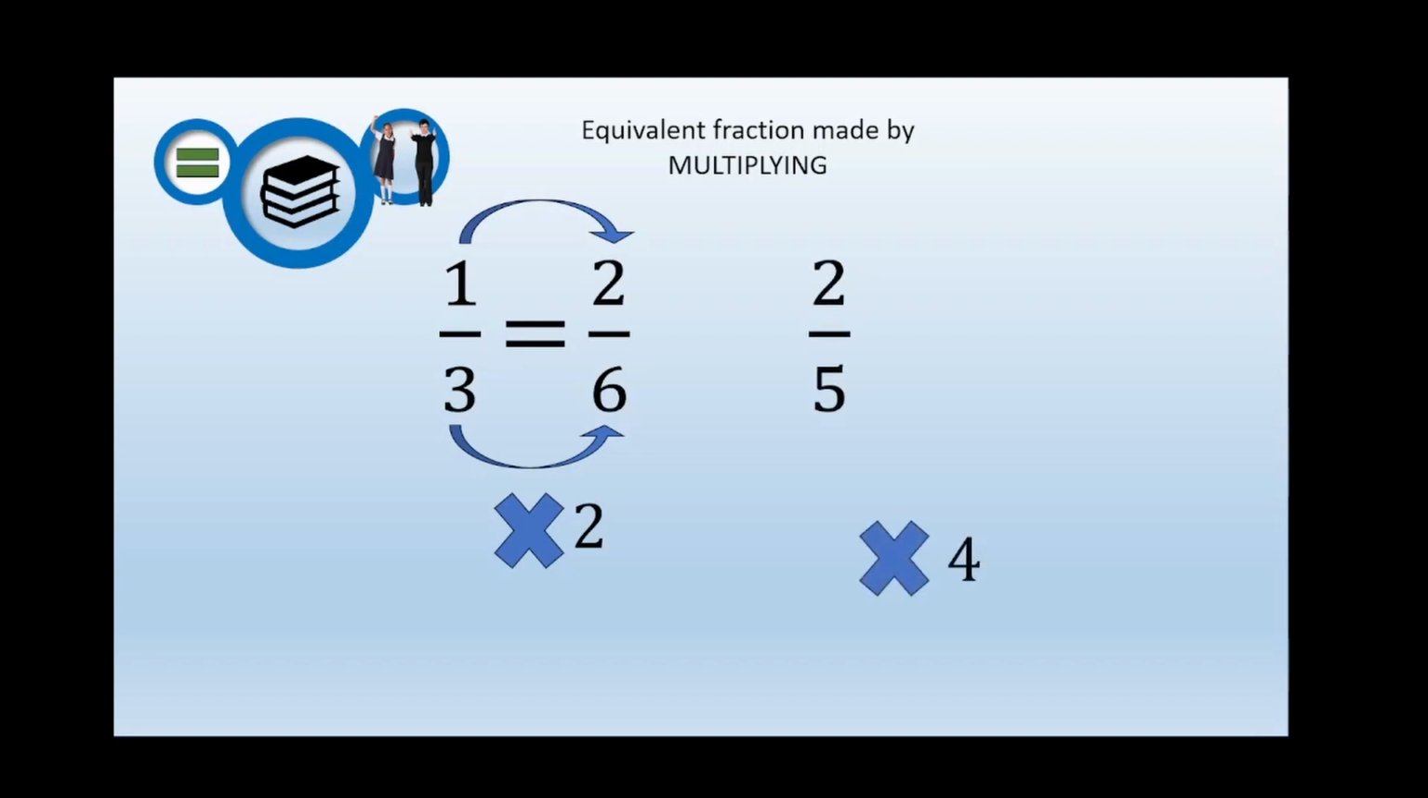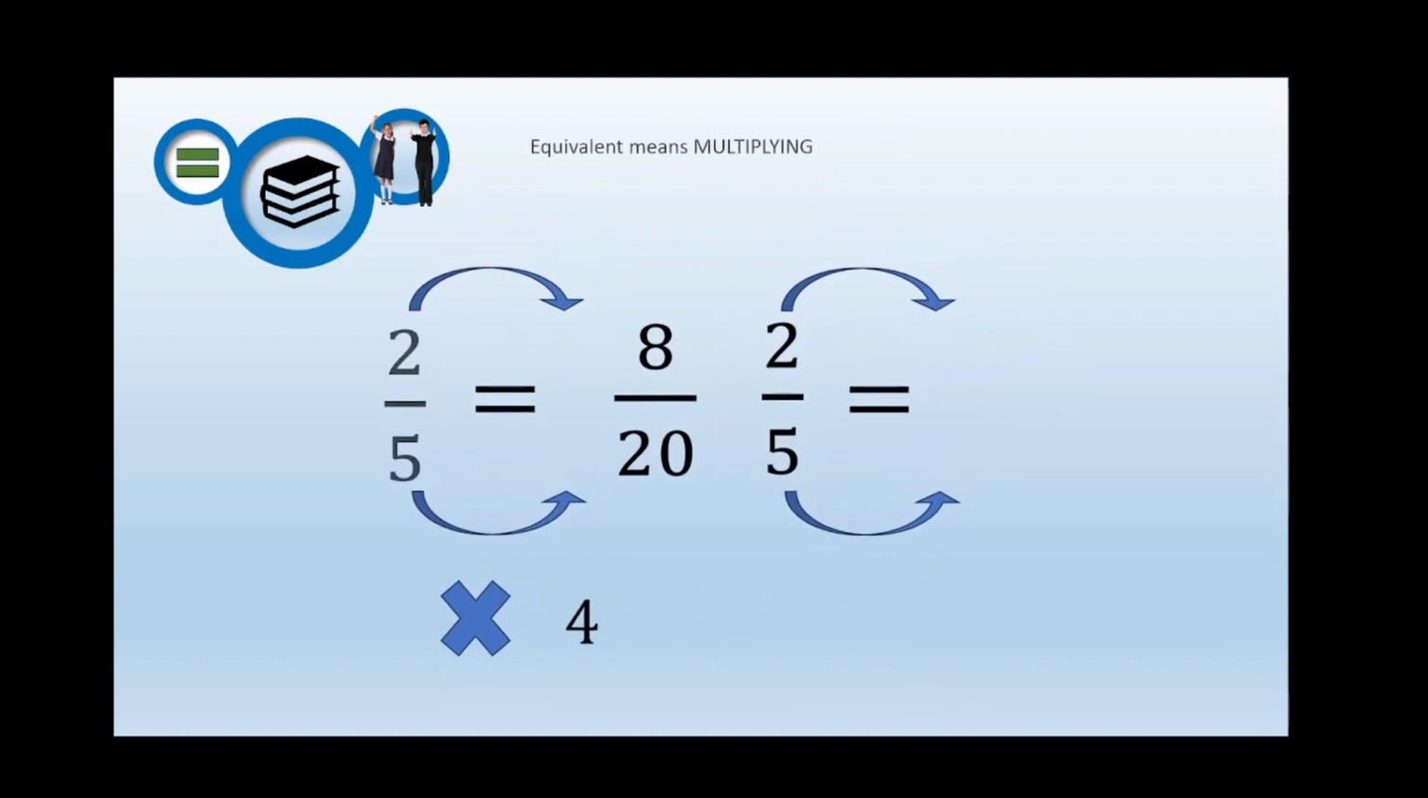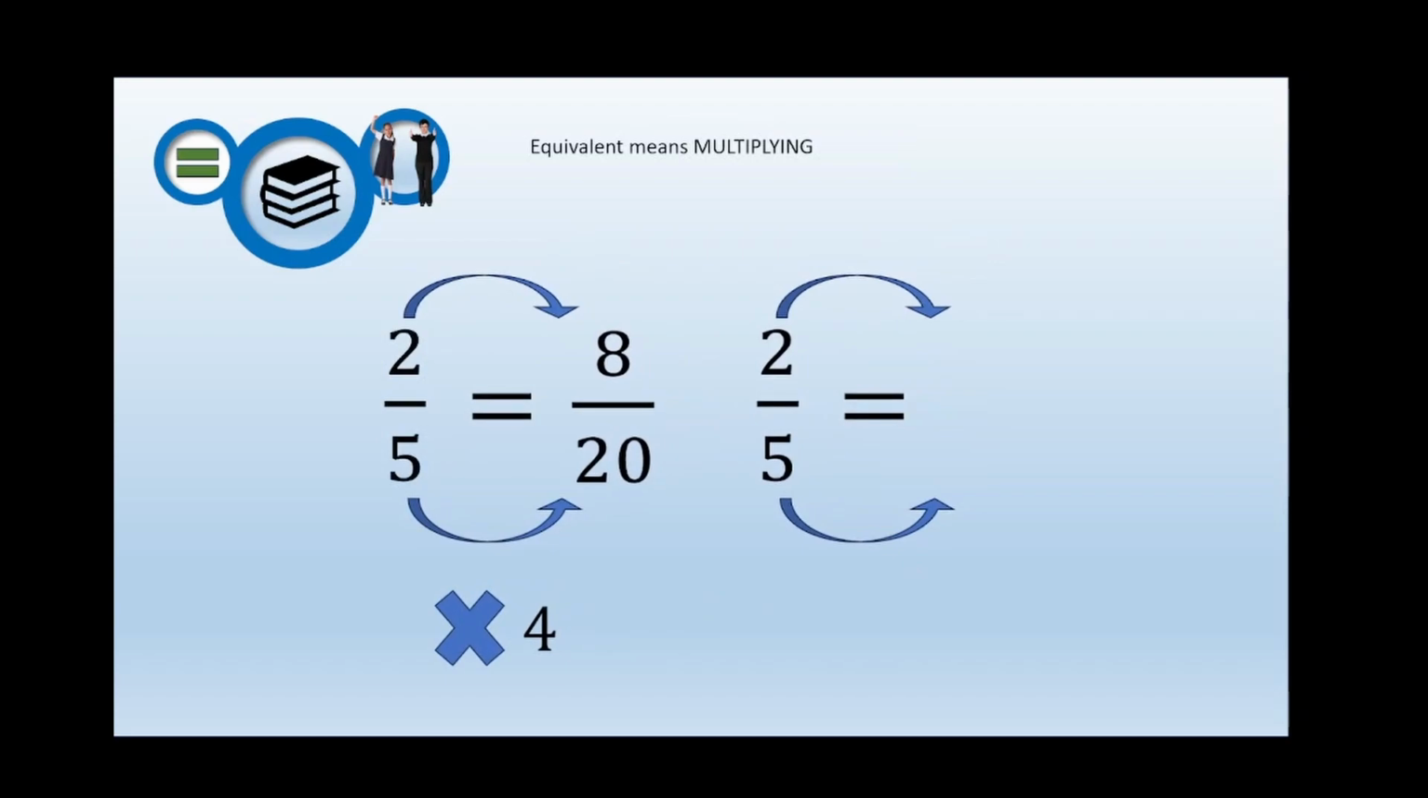So let's have another look. 2/5. Well, I'm going to pick multiply by 4 here. Multiply the top by 4 and the bottom. What do I get? Well, 2 times 4 is 8, and 5 times 4 is 20. So these fractions, 1/3 is the equivalent of 2/6. I could say 2/6 is the equivalent of a third. And for the other one, 8/20 is the equivalent of 2/5. Okay, remember it's just multiplying.